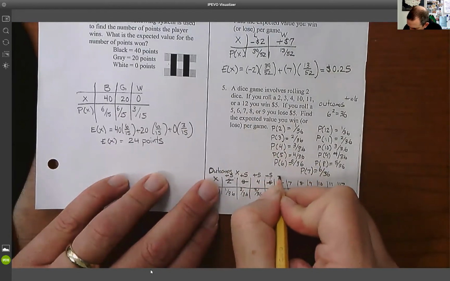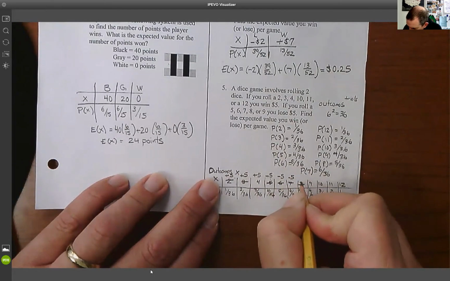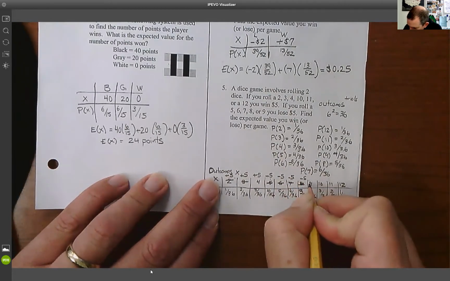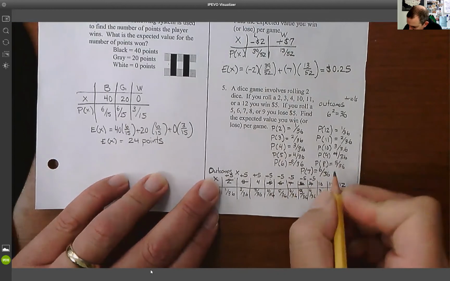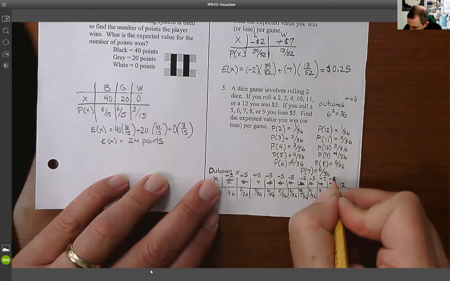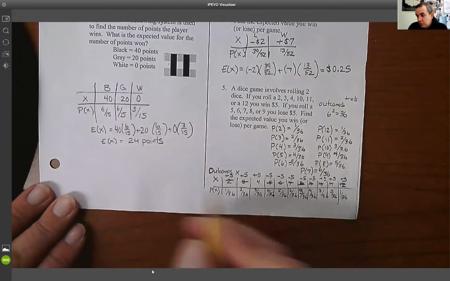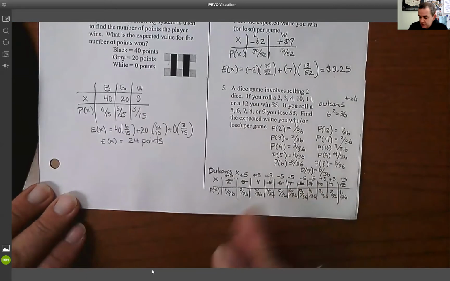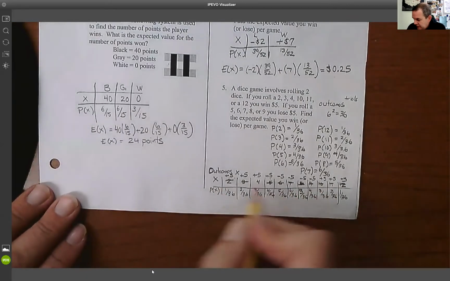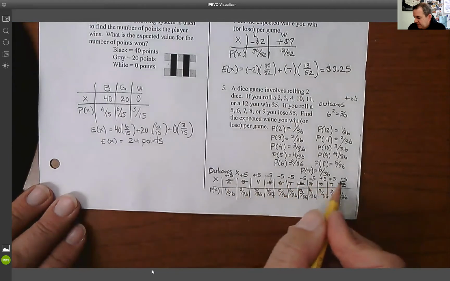6 is going to be a -5. 7 is going to be a -5. 8 is going to be a -5. 9 is going to be a -5. 10 is going to be a +5. 11 is going to be a +5. And 12 is going to be a +5. So this is why the calculator exists, because I need to put in all of those outcomes: 5, 5, 5, -5, -5, -5, -5, -5, -5, -5, 5, 5, 5.